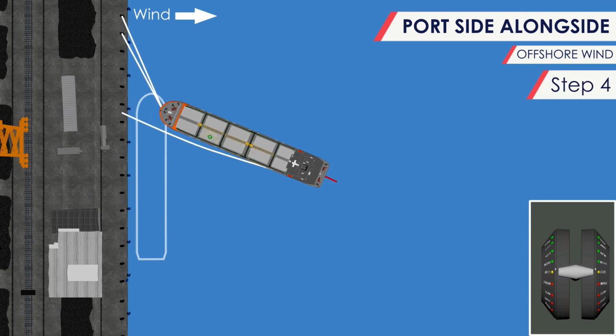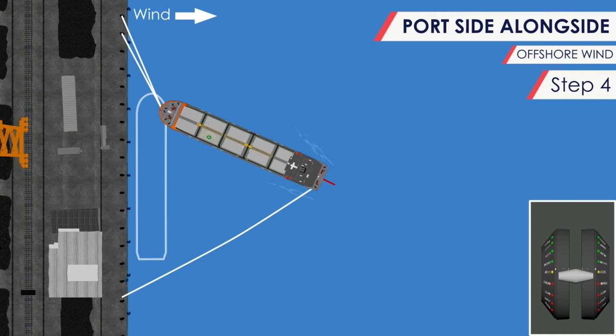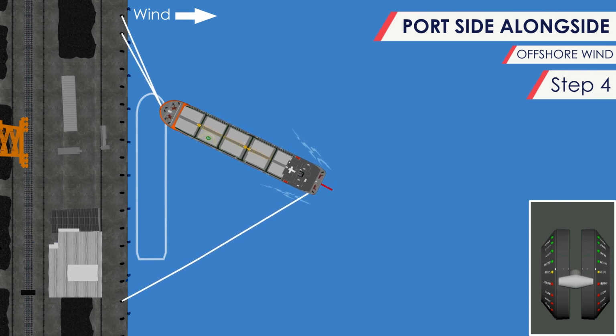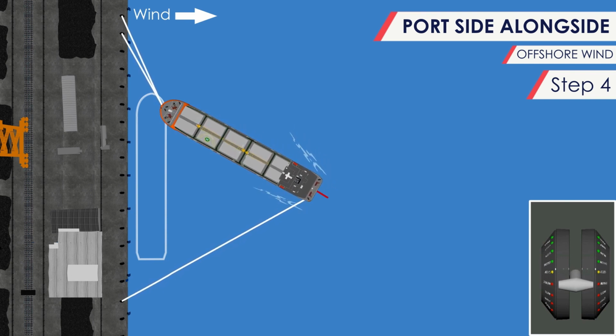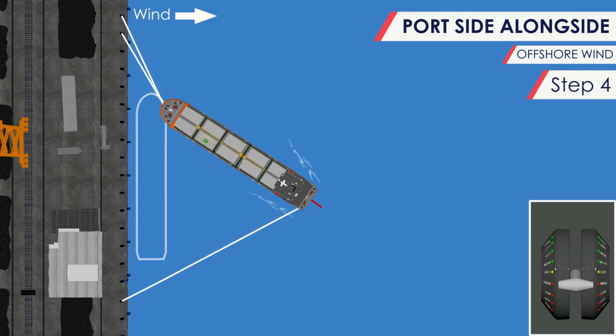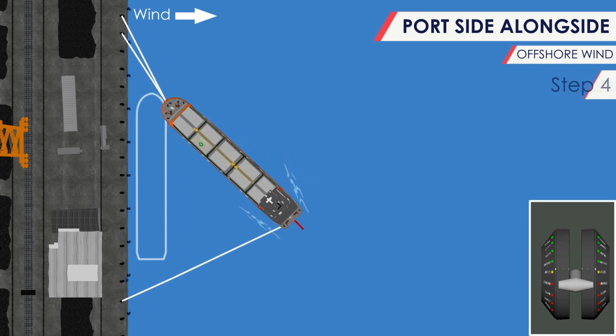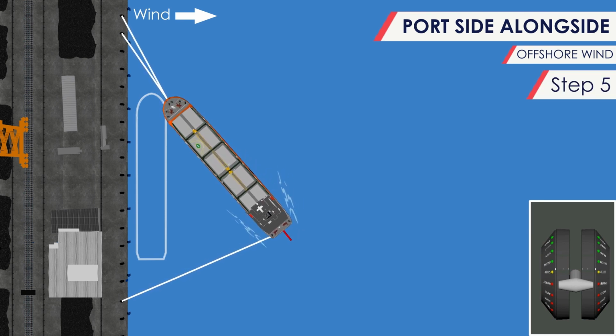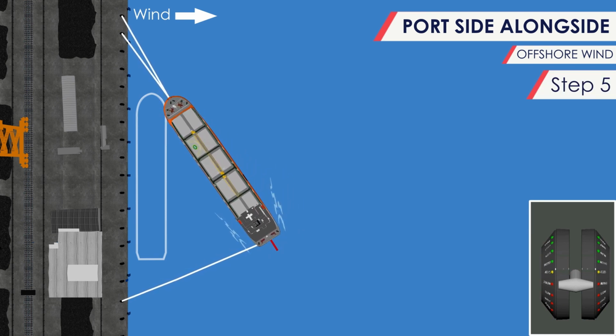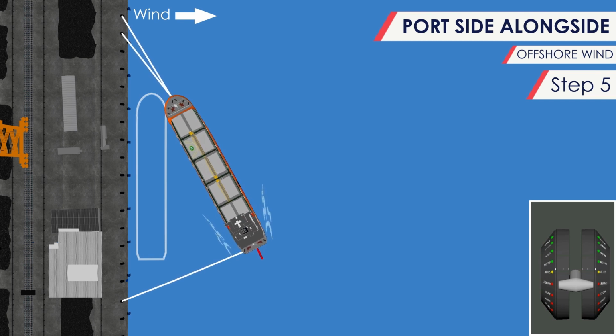Step 4. After taking equal weight on both headlines, I will stay dead slow astern on my engine to allow transverse thrust to assist in pulling the stern towards the berth. Step 5. I'll take weight on the stern line and pull easy.